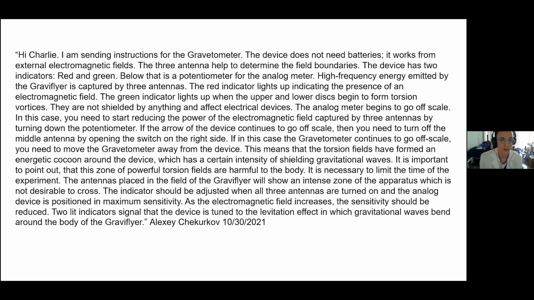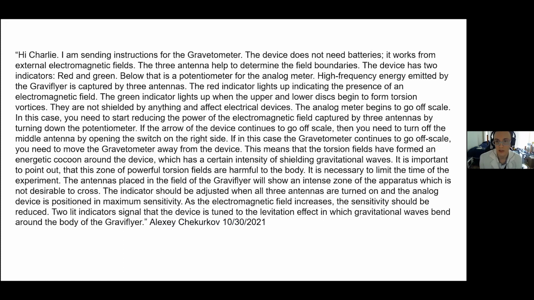They are not shielded by anything and affect electromagnetic devices. The analog meter begins to go off scale. In this case, you need to start reducing the power in the electromagnetic field captured by the 3 antennas by turning down the potentiometer. If the arrow of the device continues to go off scale, then you need to turn off the middle antenna by opening the switch on the right side.